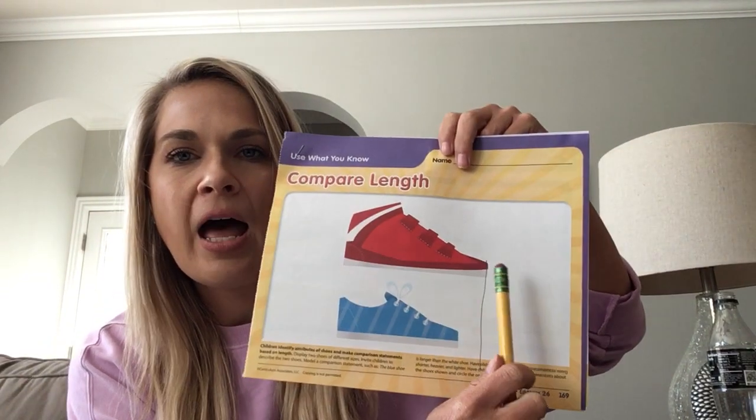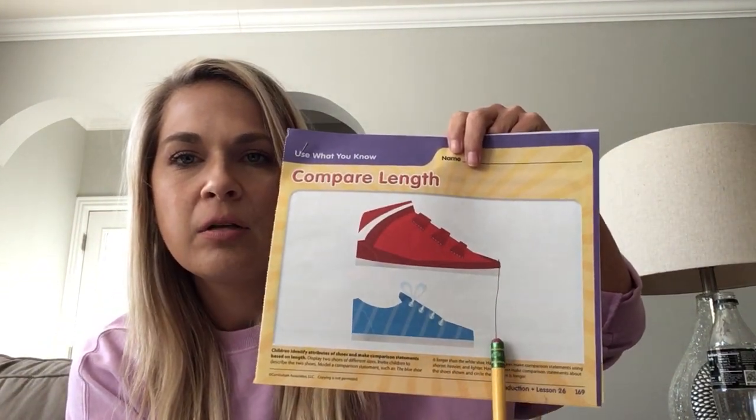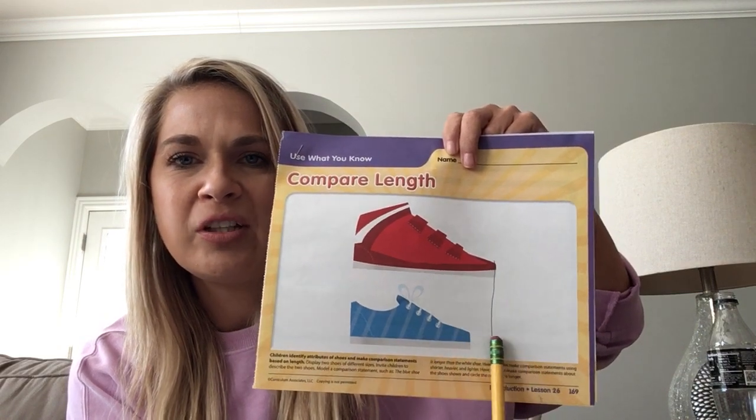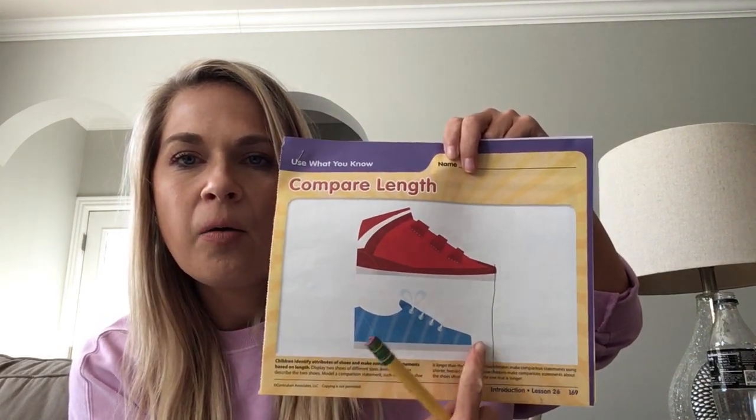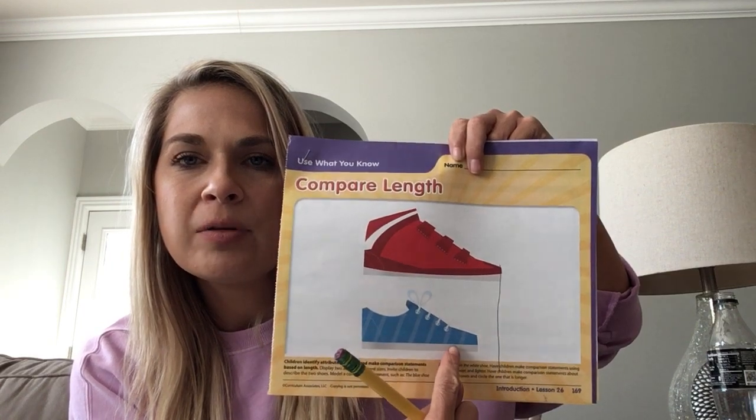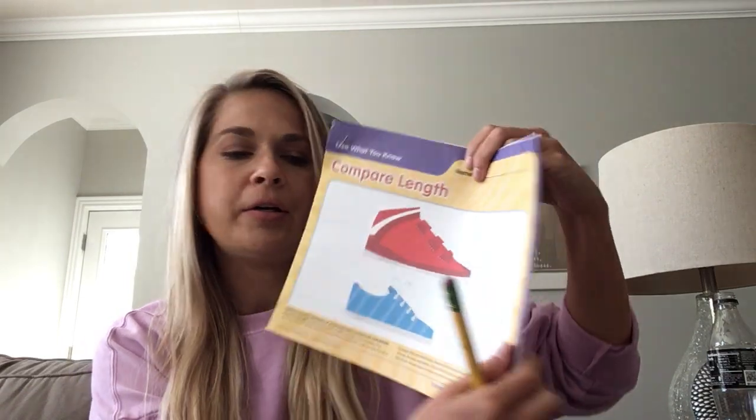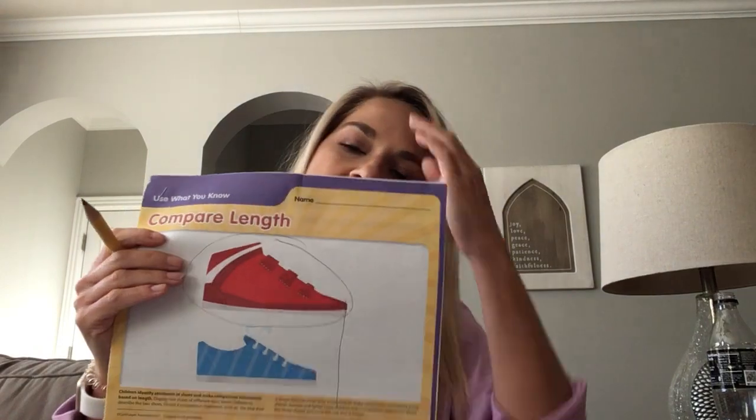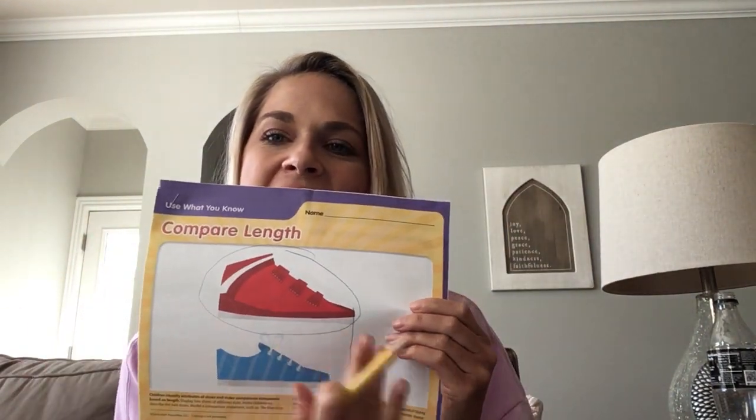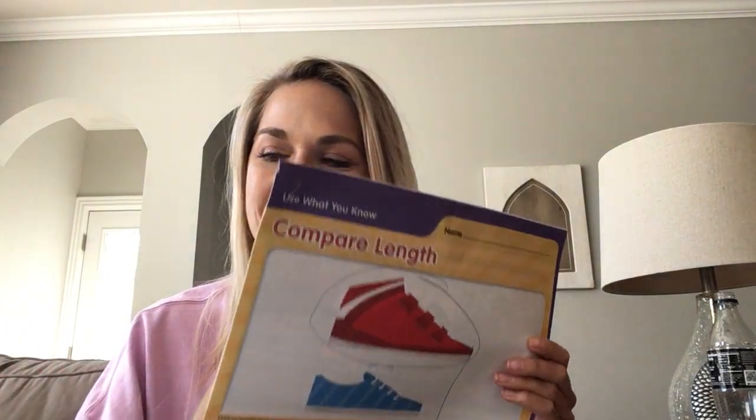Good, the red shoe. And one way that we can do that is, I drew a line down from the red shoe. And does that blue shoe reach that line? No. So that means that blue shoe is shorter and the red shoe is longer. Good. So if you want to, you can circle the red shoe because it is longer. Good job. It is longer. Its length is greater than the blue shoe.